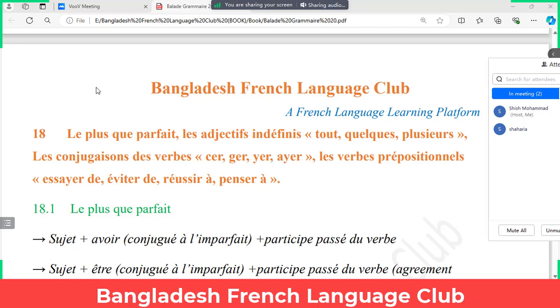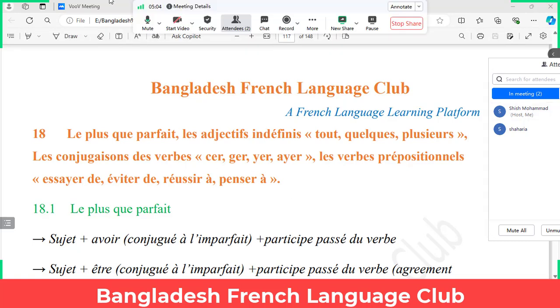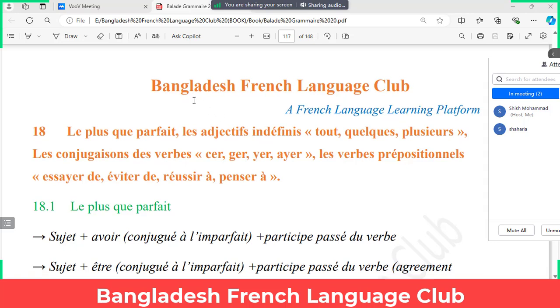Our today's topic is le plus-que-parfait, les adjectifs indéfinis, les conjugaisons de verbes, and pronom prépositionnel. Okay, so the very easy topics.